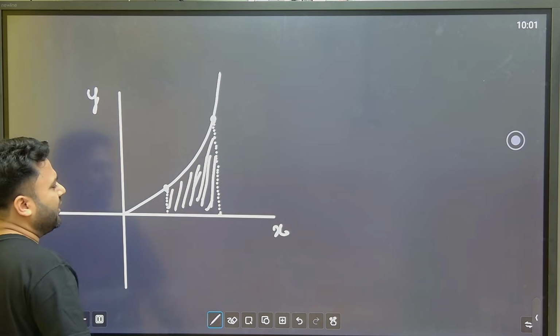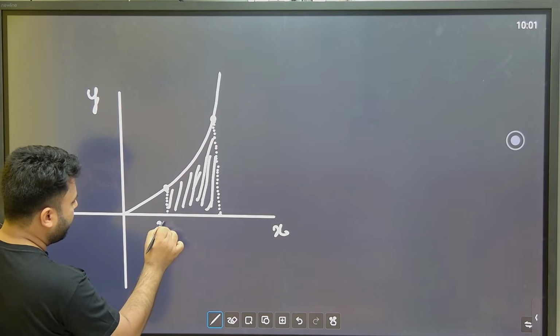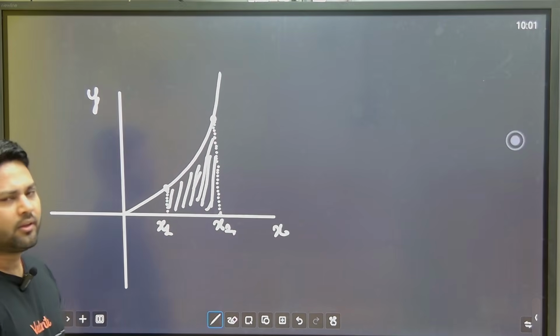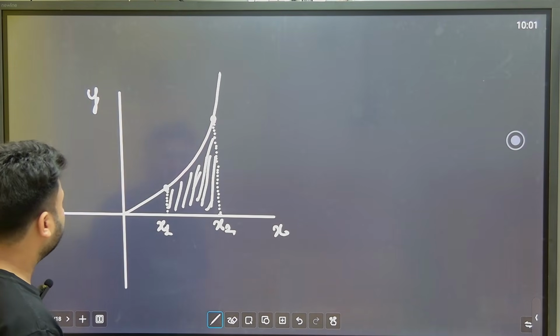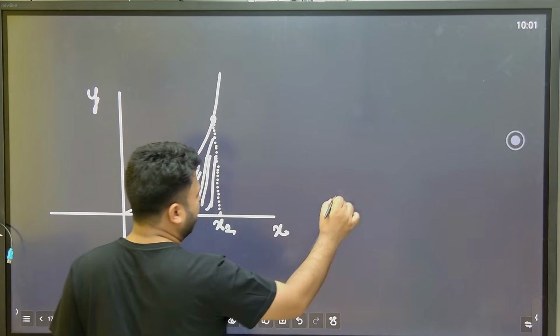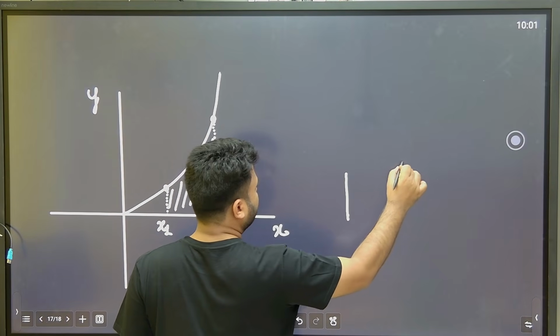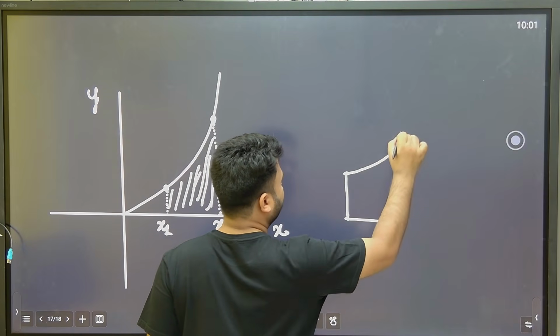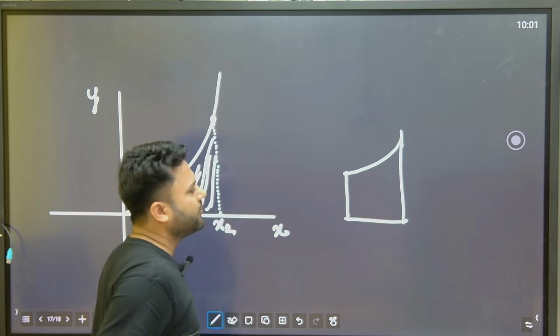How are we going to calculate this? Suppose this is x1 and suppose this is x2. Now see, don't think that this is a trapezium. Some might be thinking that here is one line, here is another line, and this side is like this, so this is a trapezium.